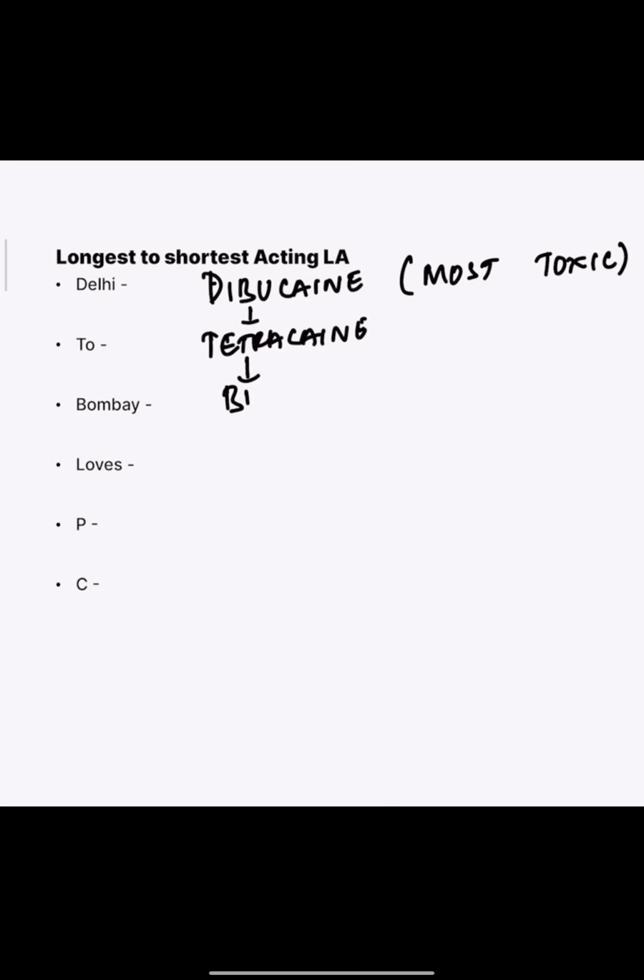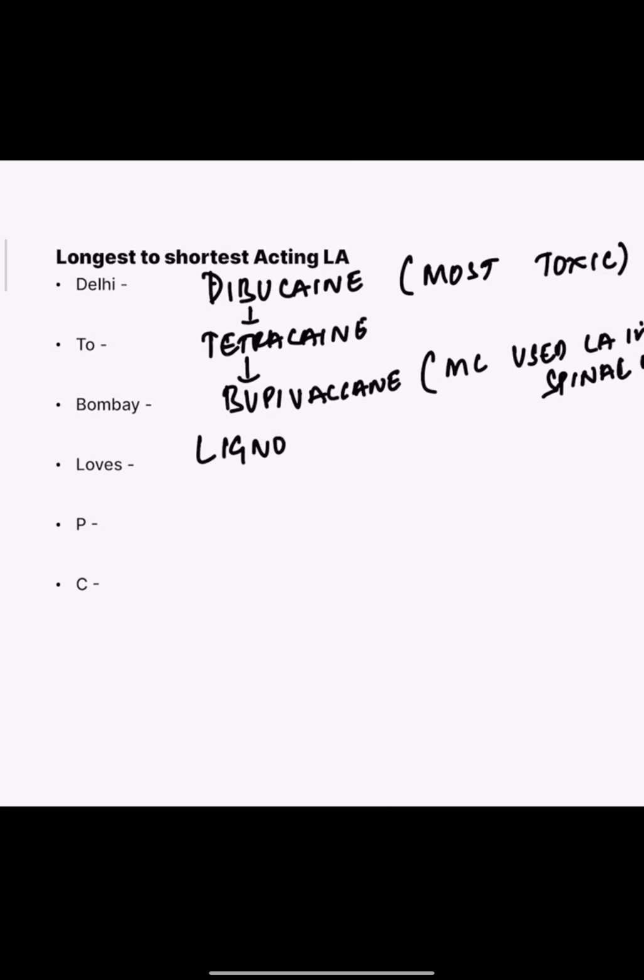Shorter than tetracaine is bupivacaine. Bupivacaine is the most commonly used local anesthetic in spinal anesthesia. Despite knowing that bupivacaine is cardiotoxic, it is the most commonly used in spinal. We'll come to it later. Next, L stands for lignocaine, most commonly used worldwide. P stands for procaine, shorter than lignocaine, and the shortest is C, that is chlorprocaine. Chlorprocaine is the shortest acting local anesthetic.